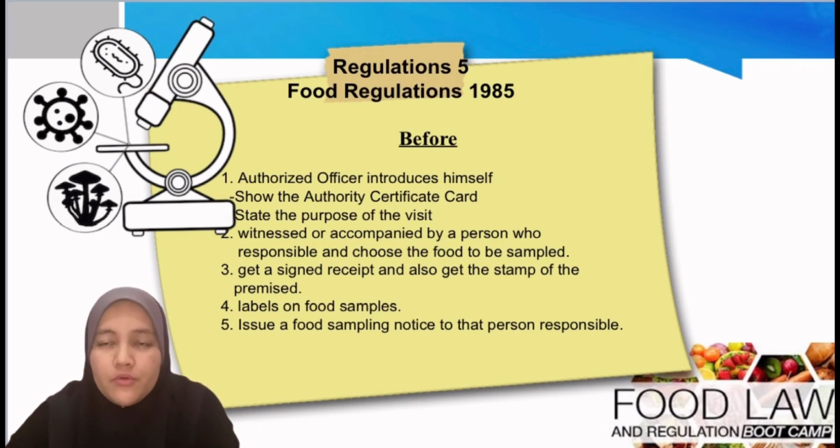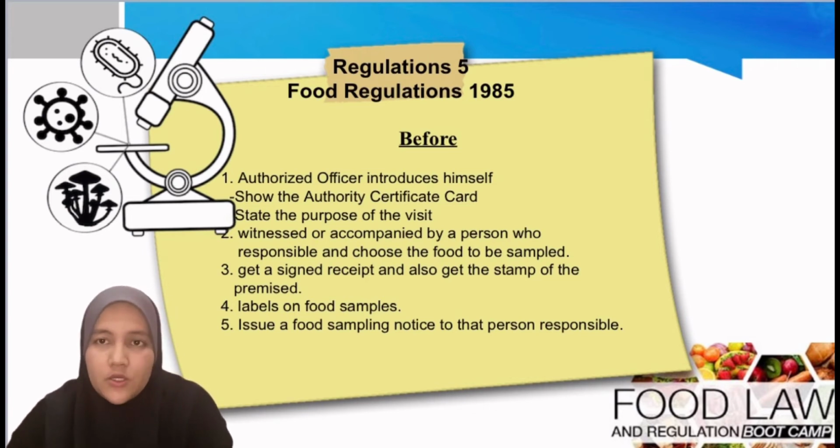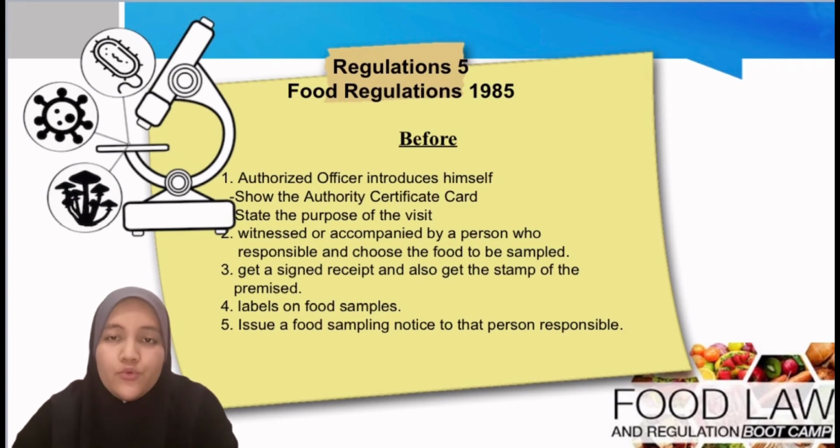Number 2, be witnessed or accompanied by the person responsible and choose the food to be sampled. Number 3, get a signed receipt and also get the stamp of the premise. Number 4, label the food sample. Number 5, issue a food sample notice to the person responsible.